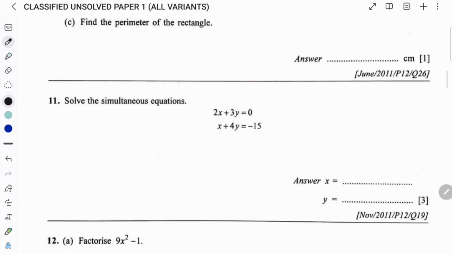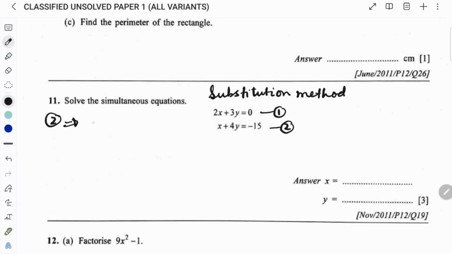Now solve the simultaneous equations: 2x plus 3y equals 0 and x plus 4y equals minus 15. Now let's decide. The coefficient of x is 1 in the second equation, so it's easy for us to do by the substitution method, by making x the subject of the second equation. So x equals minus 15 minus 4y.